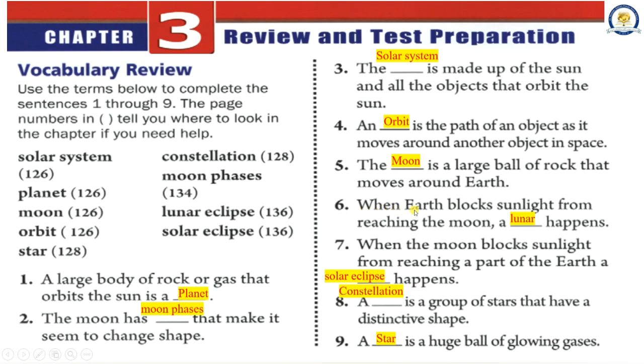6. When Earth blocks sunlight from reaching the moon, a lunar eclipse happens. 7. When the moon blocks sunlight from reaching a part of the Earth, a solar eclipse happens. 8. A constellation is a group of stars that have a distinctive shape. 9. A star is a huge ball of glowing gases.